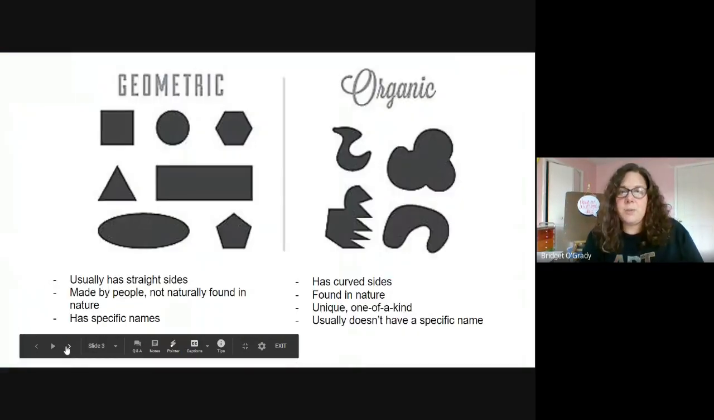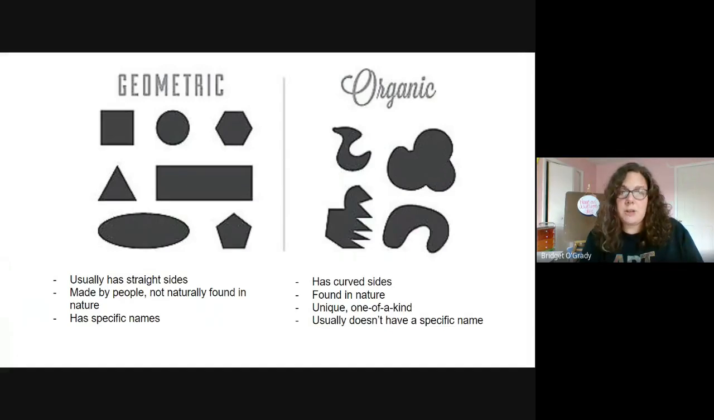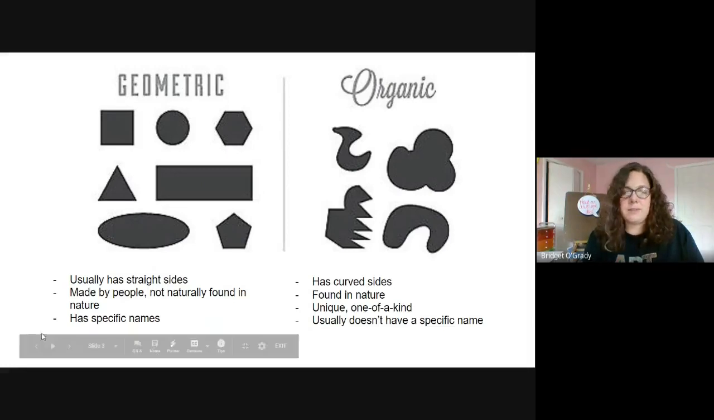So over the past 2 weeks, we've been talking about space and shape. So geometric shapes usually have straight sides, with the exception of circles or ovals. They're made by people and not usually naturally found in nature. And they also have very specific names, where organic shapes have curved sides, are found in nature, are usually one of a kind and very unique, and they don't have a specific name.